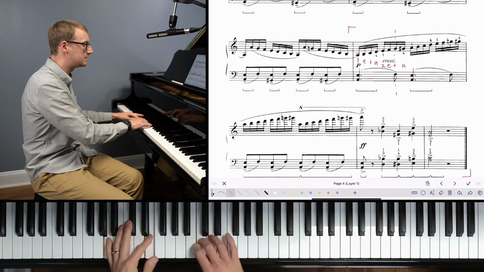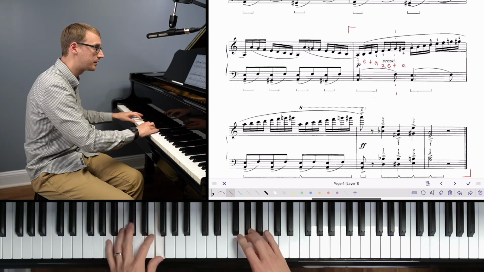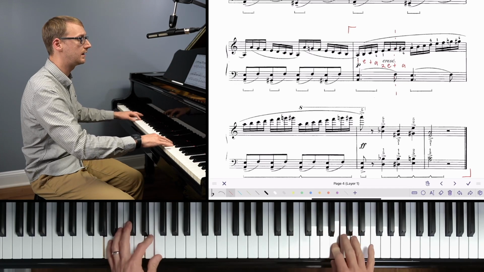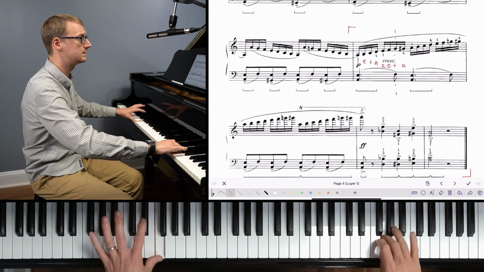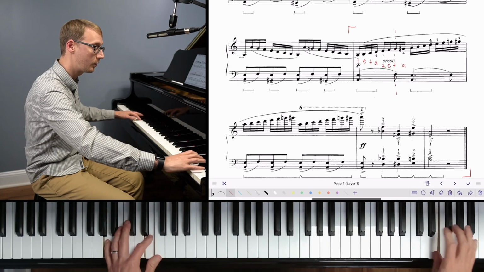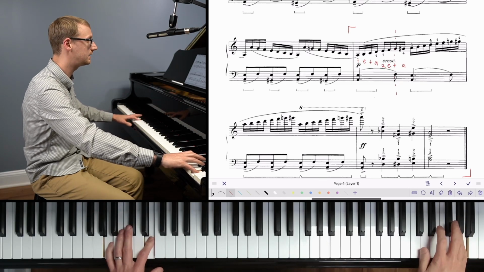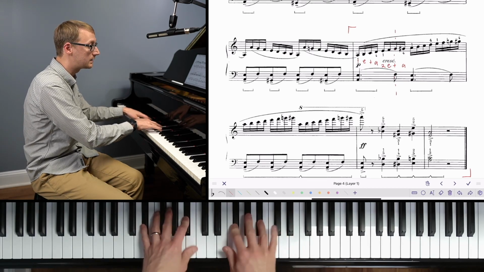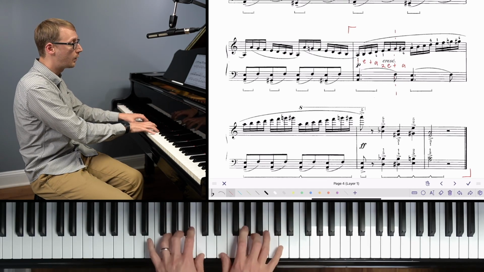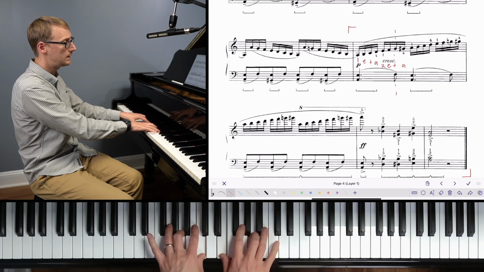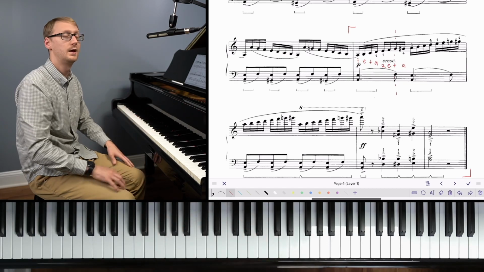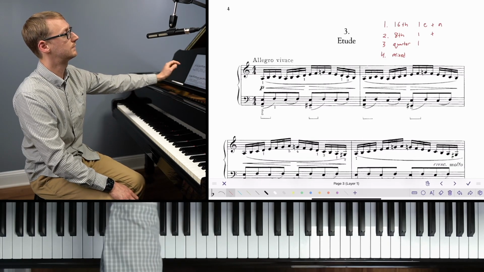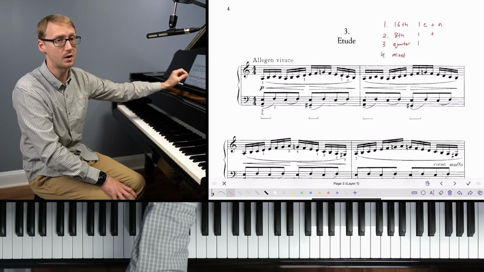1 E and 2 E and 3 E and 4 E and 1 E and 2 E and 3 E and 4 E and, continuing through the scale. So that's your 16th note. And that gets you precision, and this is probably what you should start with.